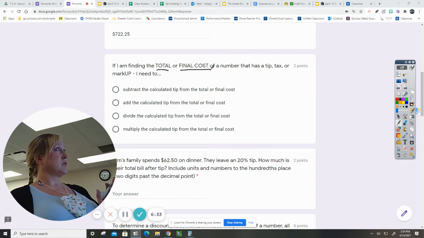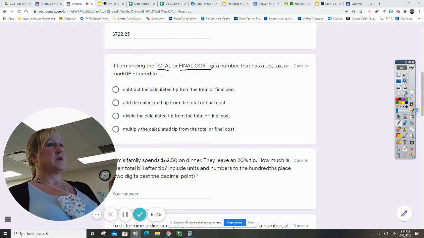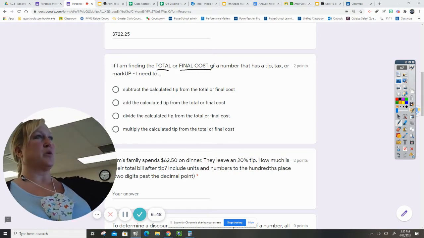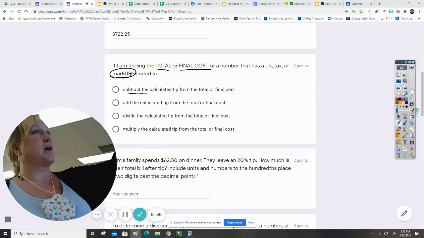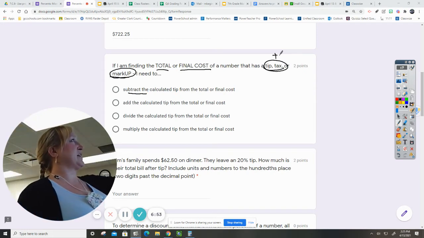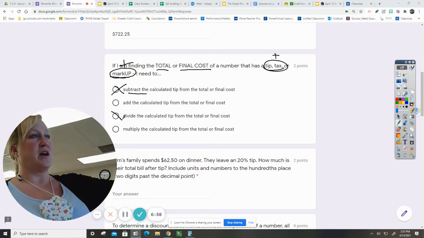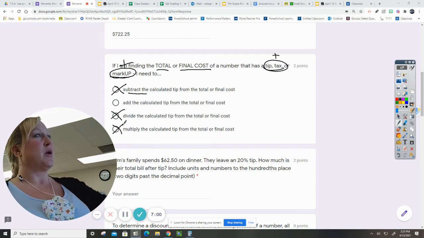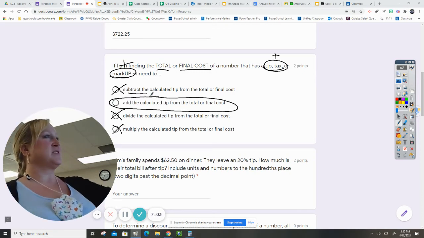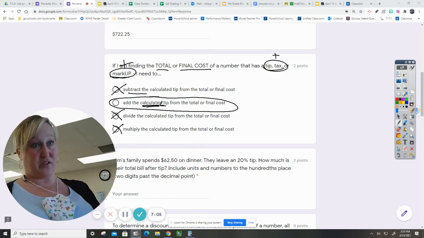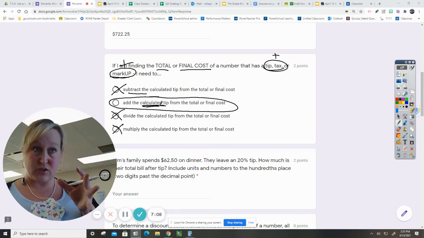So this one we're not subtracting because it is a markup, a tip, or a tax. Those all mean plus. So we're not doing subtraction, we're not doing division, we're not doing multiplication. And the fact that it says calculated tip, so first we have to calculate the tip, then you have to add it to it.